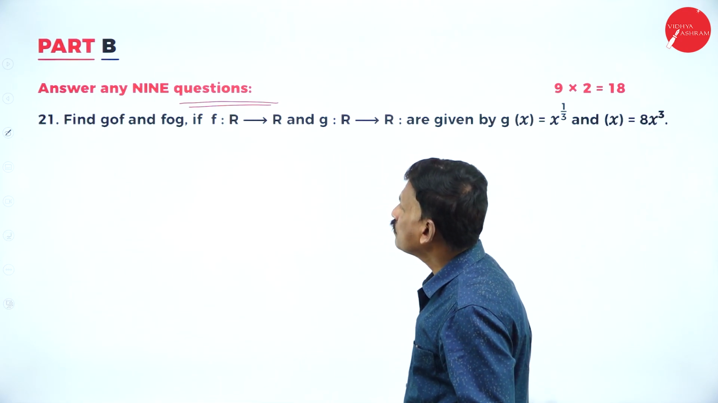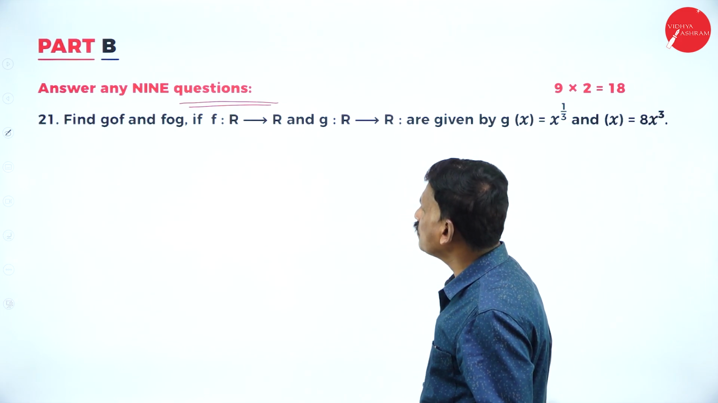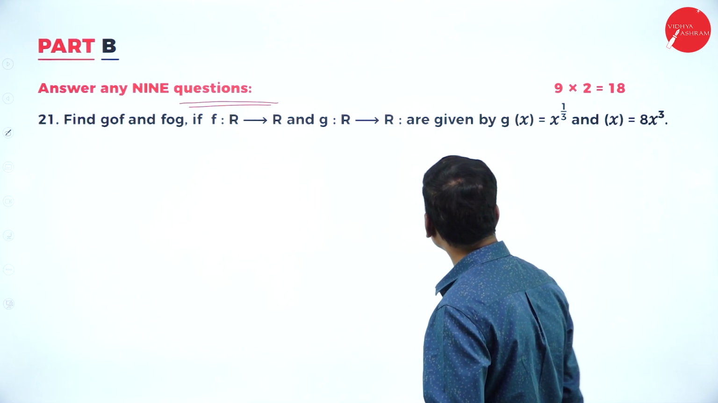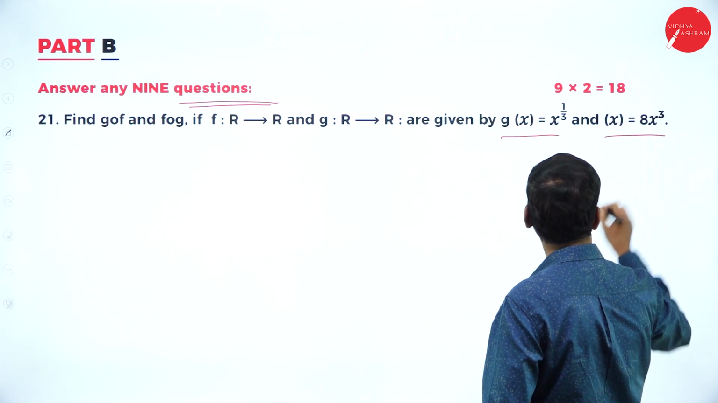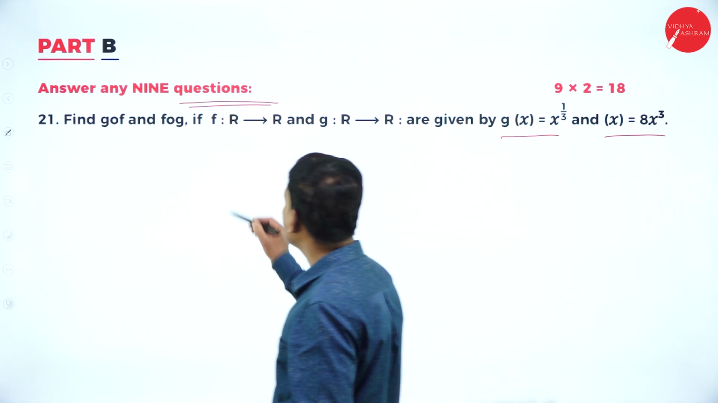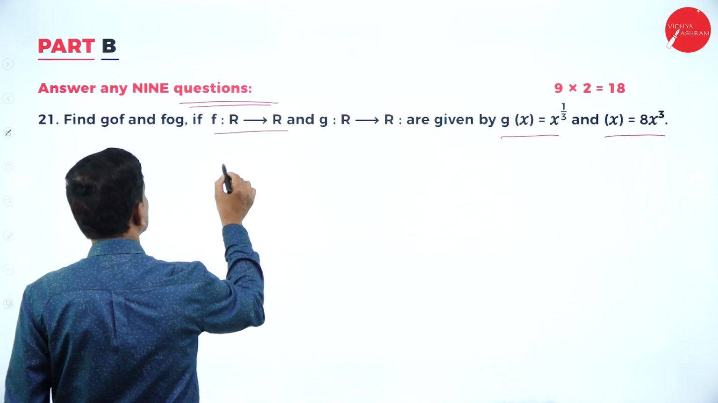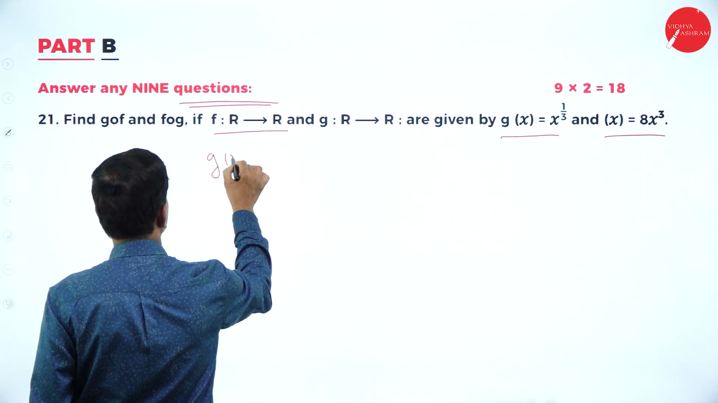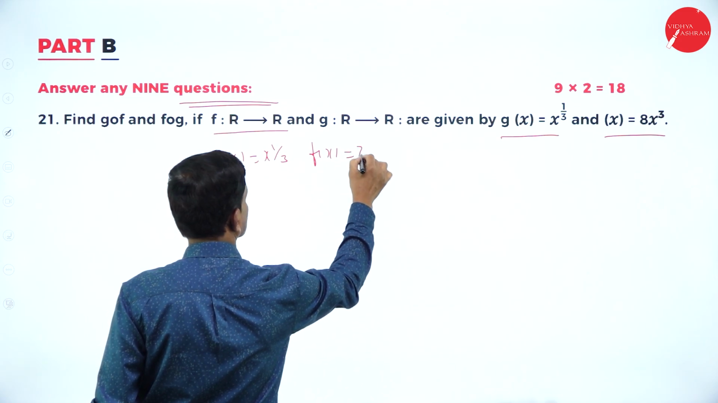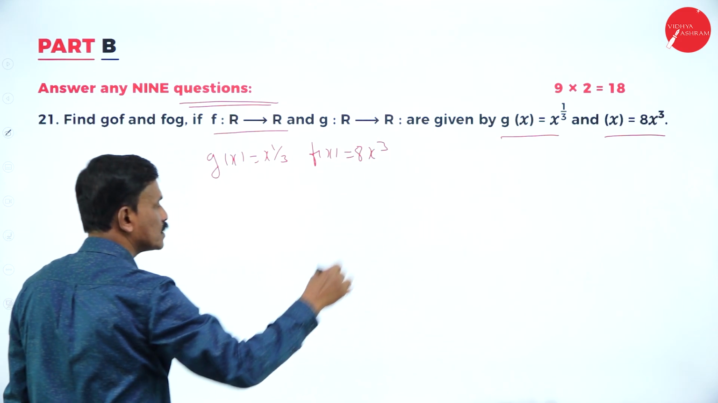Right. Now, first one: find g o f and f o g, where f from R to R and g from R to R are given by g of x is equal to x to the power of 1 by 3 and f of x is equal to 8x cube.